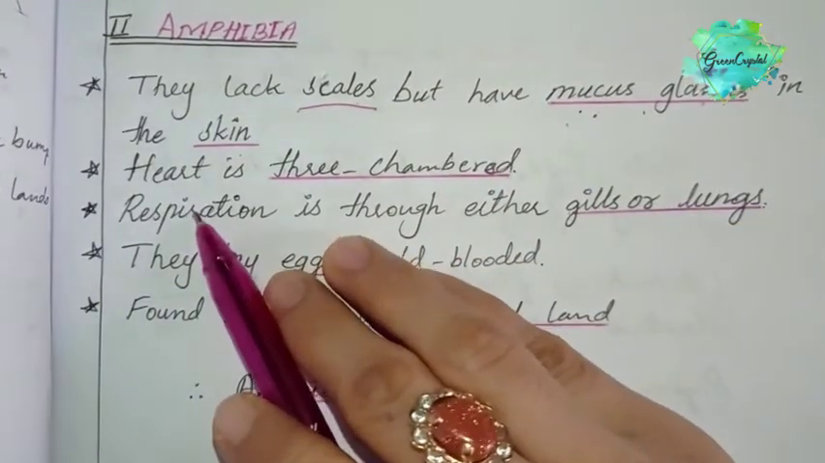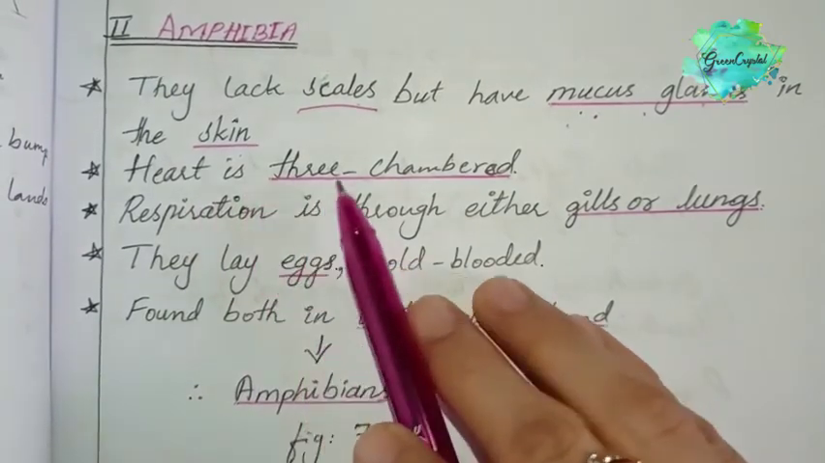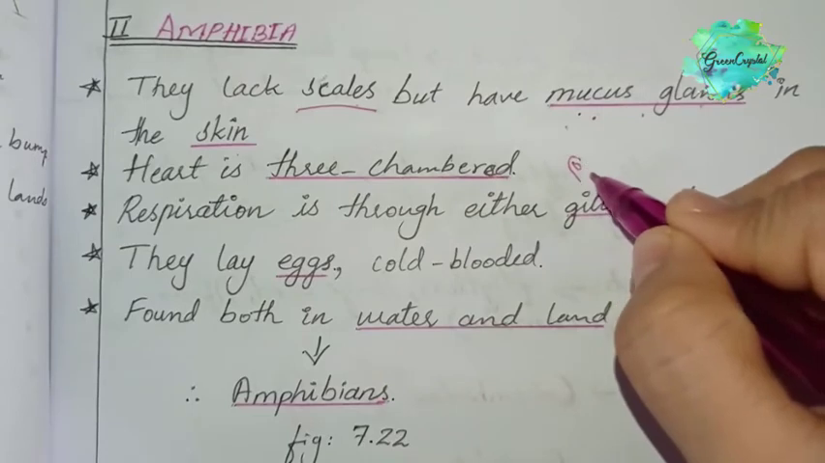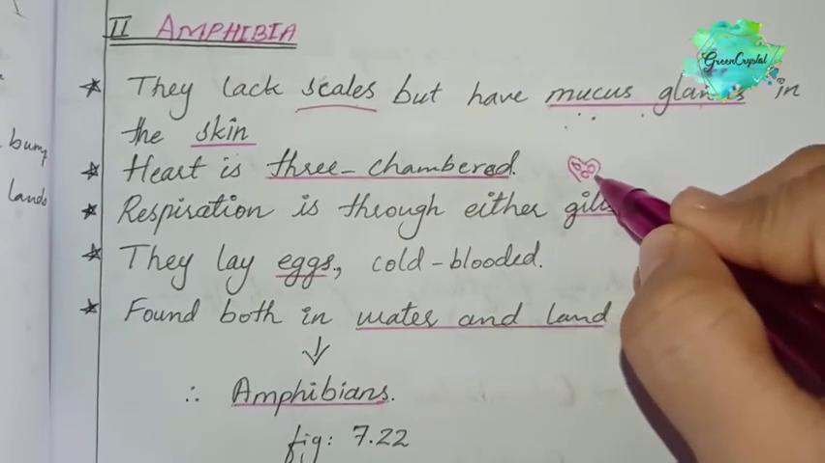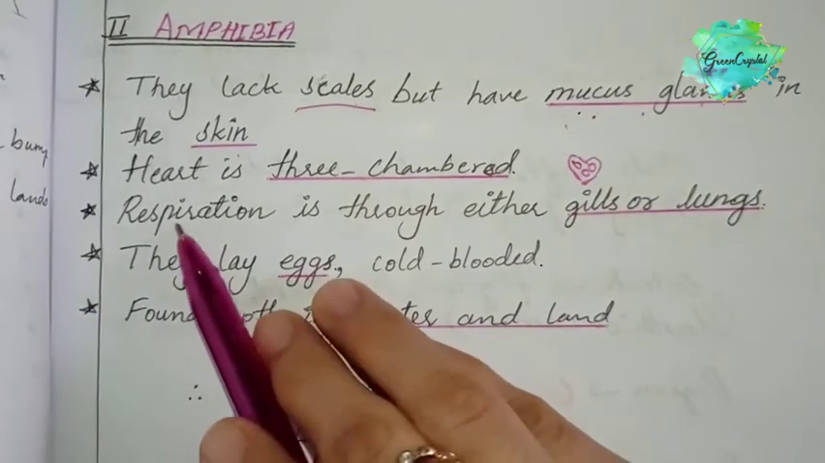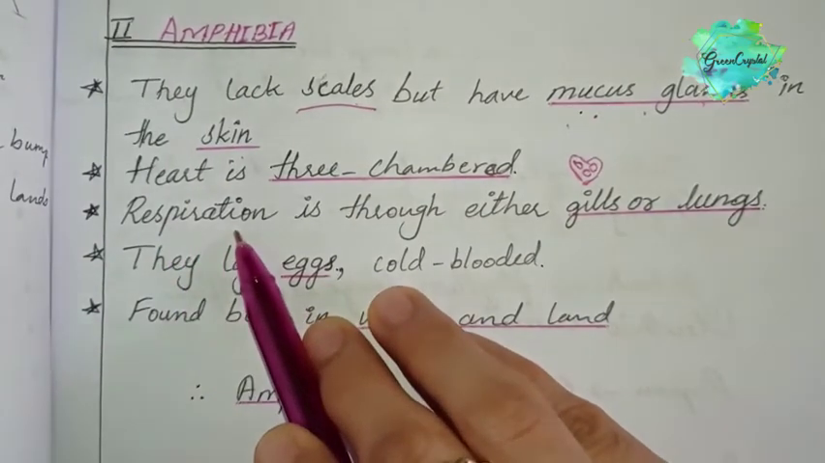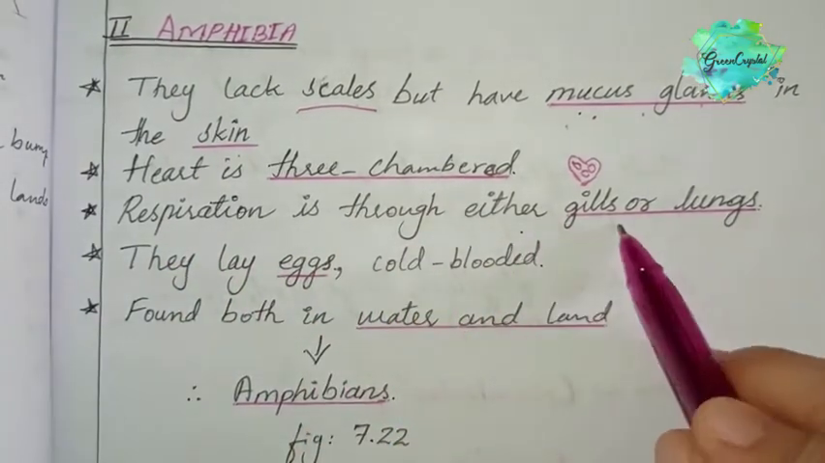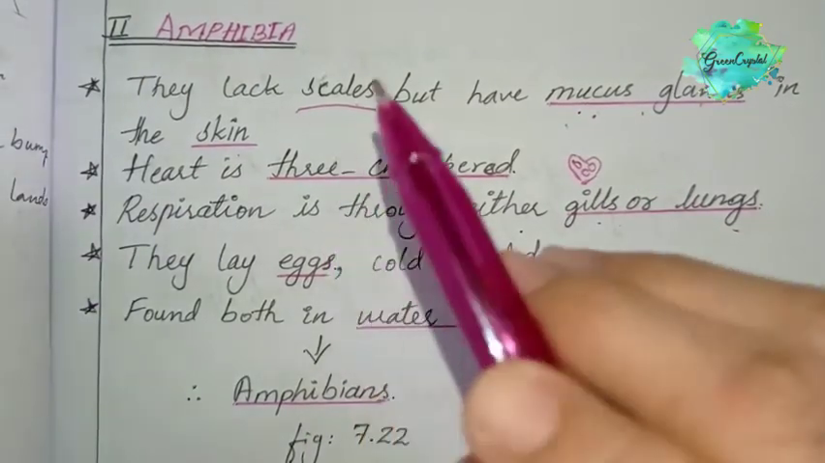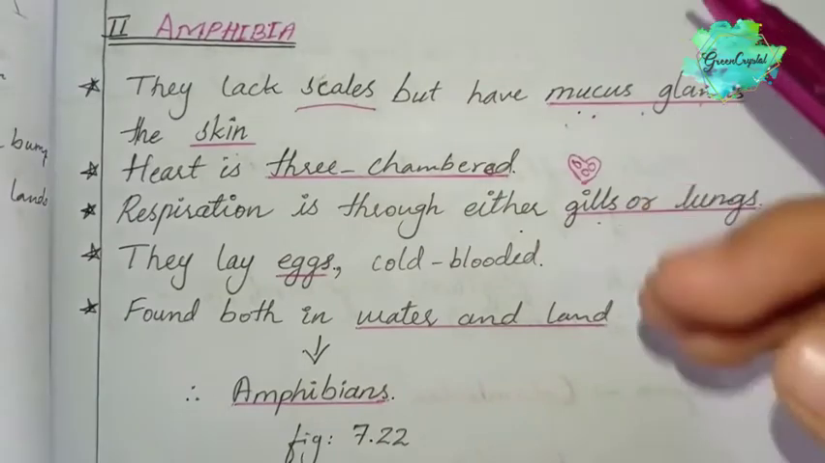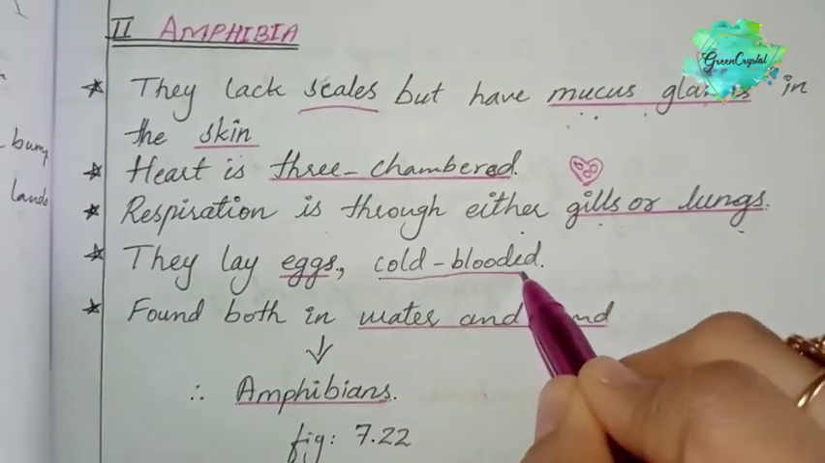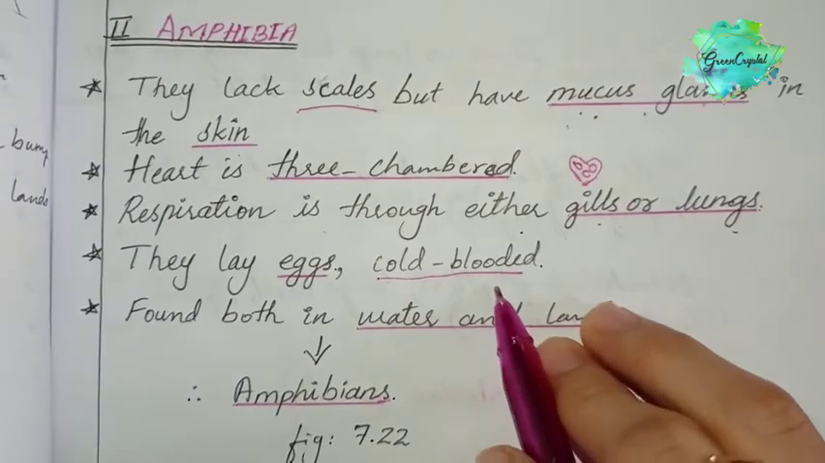Okay, so their heart is three chambered, unlike fishes. In fishes we have only a two chambered heart, but here a three chambered heart. Respiration is through either gills or lungs. In fishes it was only gills, right? So here gills or lungs, a little bit advanced. They lay eggs, and again they are cold blooded. They cannot control their body temperature.